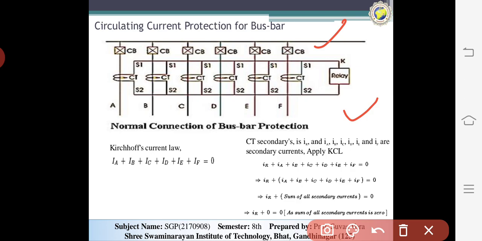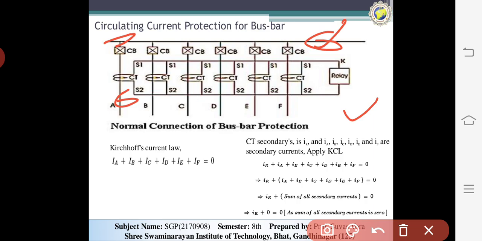So now the scheme for busbar protection involves Kirchhoff's current law, which states that the total current entering an electrical node is exactly equal to the total current leaving the node. You can see that here the entering current and the outgoing current will be the same. It means the whole current sum will be equal to 0, hence the total current entering a bus section is equal to the total current leaving from the bus section.